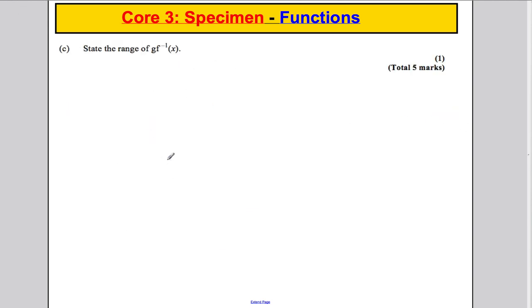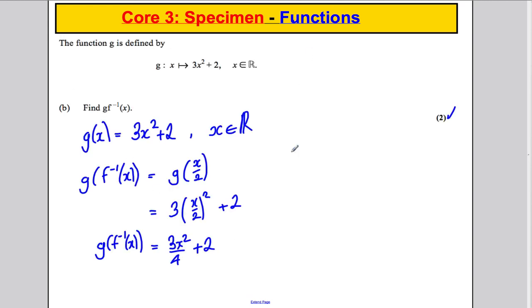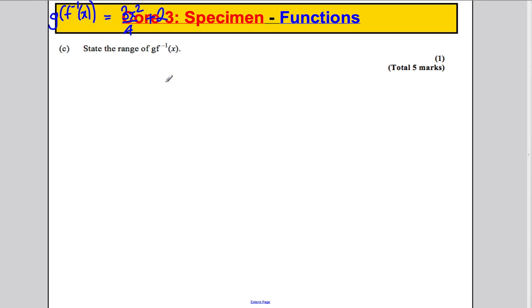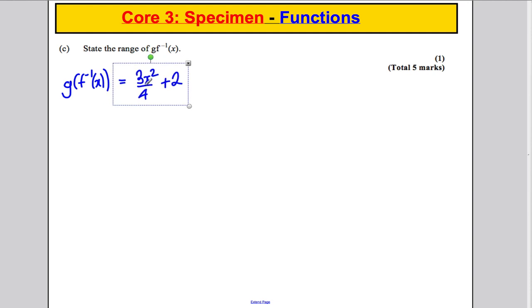Next part, state the range of this function. Well, let's just copy the function over onto this page. Here was our function. What's the range of that function?